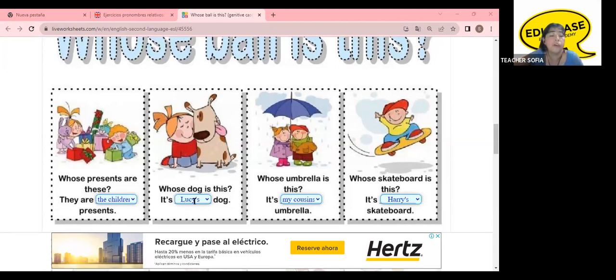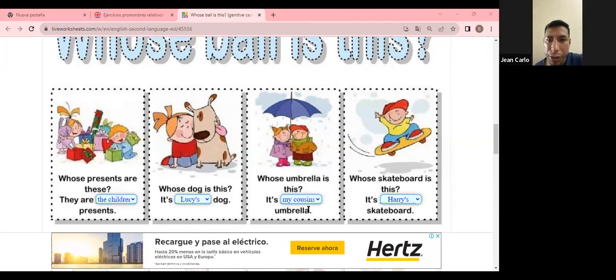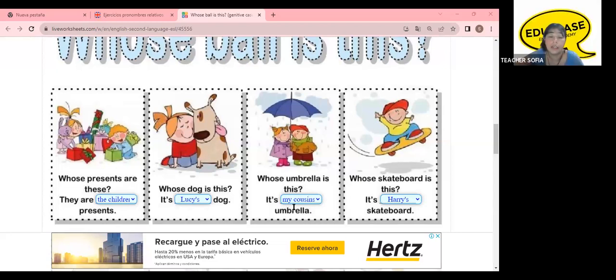But this is the point: who's the owner? Think of the owner, and apostrophe S. It's Lucy's dog. Don't think in Spanish, because it will maybe be a mess. Maybe, right? El perro de Lucy. It goes from back to front. La sombrilla de mis primos. It goes from back to front.